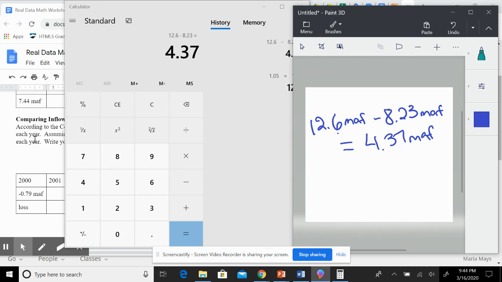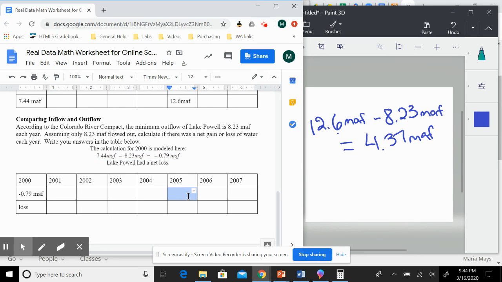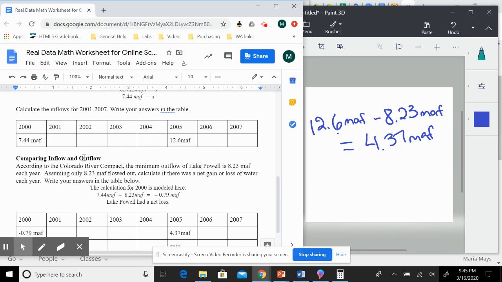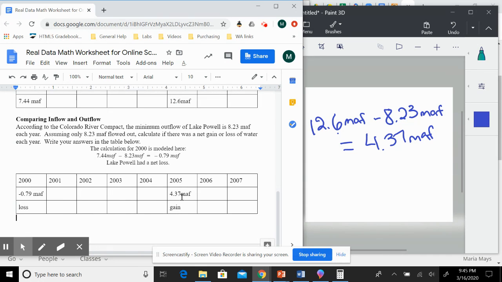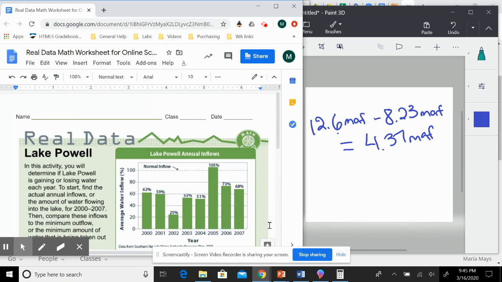Now that is a positive number, so that's 4.37 million acre feet. What you'll do over here is write down 4.37 MAF. And then you just say whether it is a gain or a loss. Since that's a positive number, it's a gain. Okay, so that's all you have to do on the real data. You've got 2000 done for you, and I just went through and did 2005. So just make sure you do the other 6 years before you turn it in. All right, that's it.